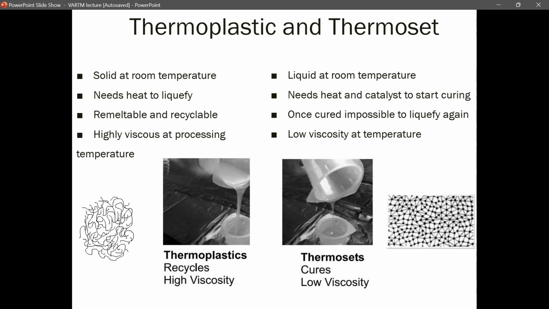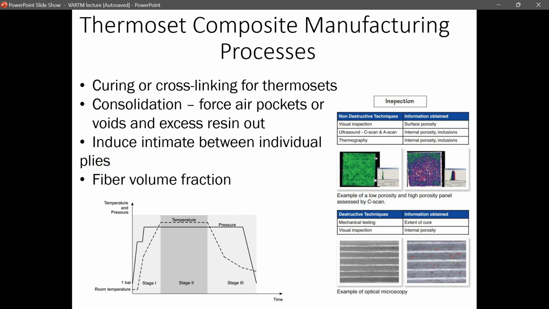And we're going to use thermosets in the lab. So we're going to use a thermoset resin to build our composite plate. These are liquid at room temperature. The thermosets need heat or a catalyst to cure. And when you cure it, you won't be able to liquefy and reshape your composite plate. And they have a very low viscosity at room temperature. What are the processes in which we can actually build thermoset composites?